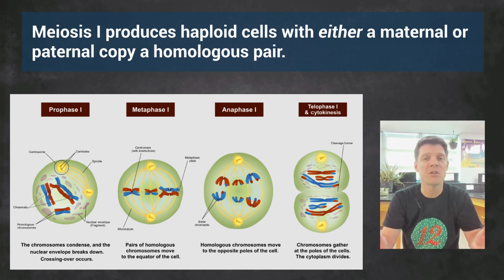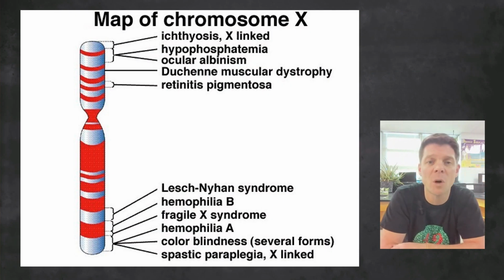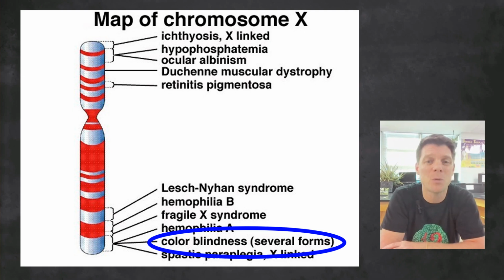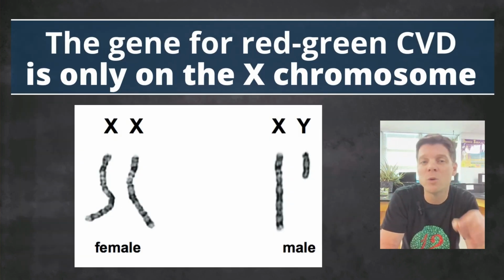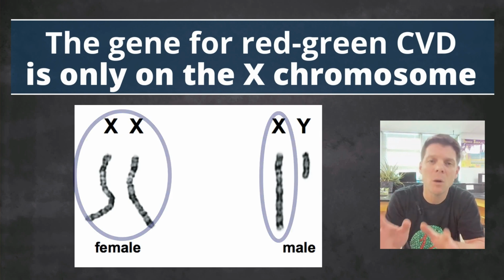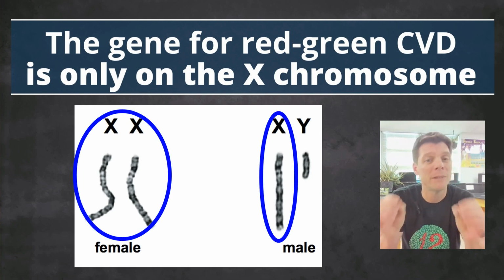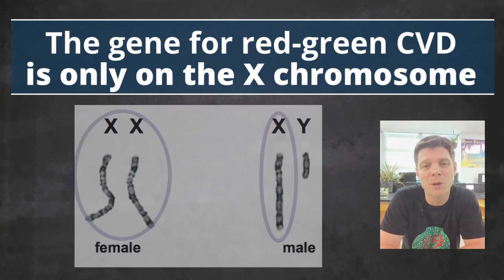This relates to color vision deficiency because the sex chromosomes carry the genes associated with red-green color blindness. To be specific, the genes for red-green color vision deficiency are located on the X chromosome, but these genes are missing from the Y chromosome.